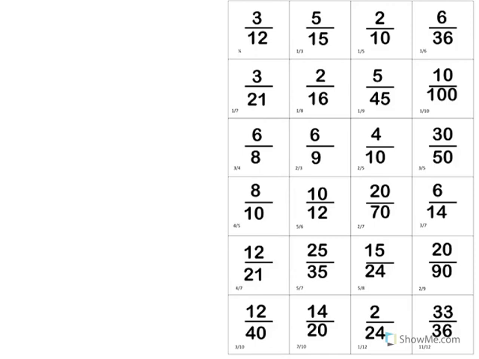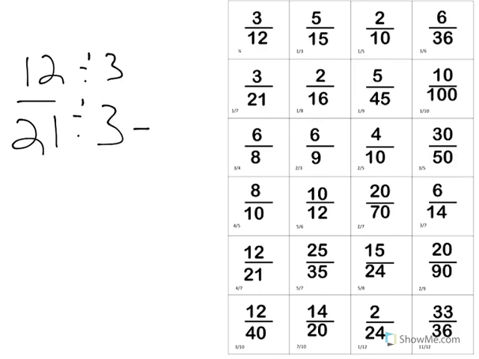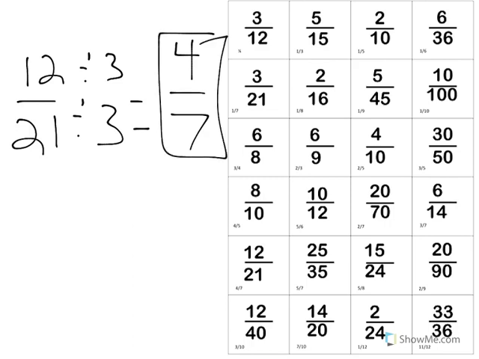Let's try another fraction, like 12/21. So I know that 3 goes into 12. I know that 3 also goes into 21. So I know my factors. So 12 divided by 3 is 4. 21 divided by 3 is 7. So we have 4/7. And that is our final answer because we can't simplify it anymore.